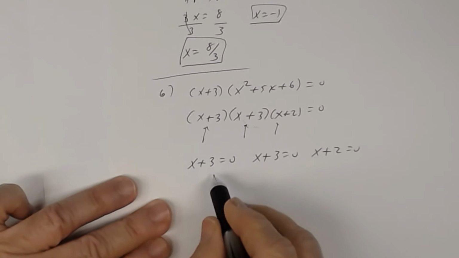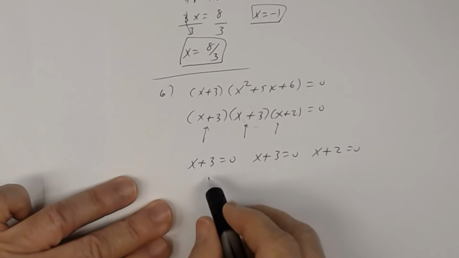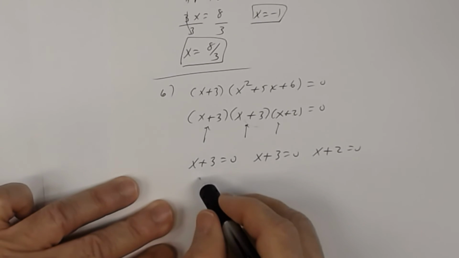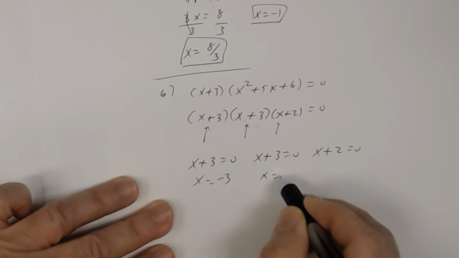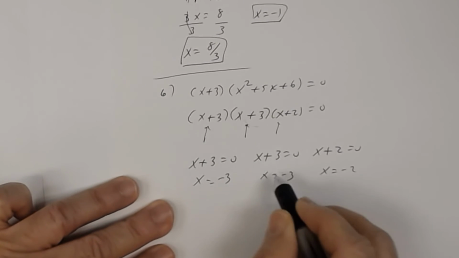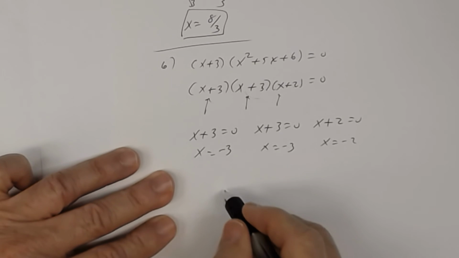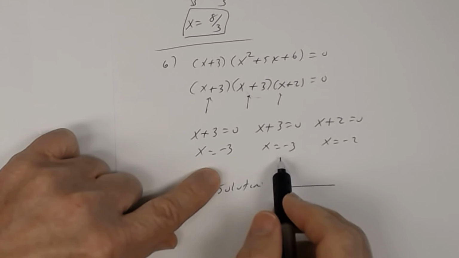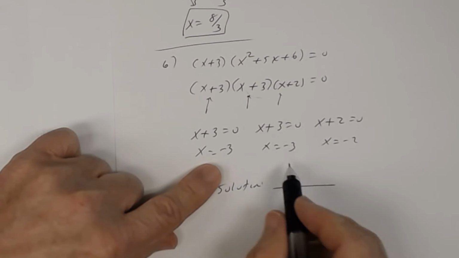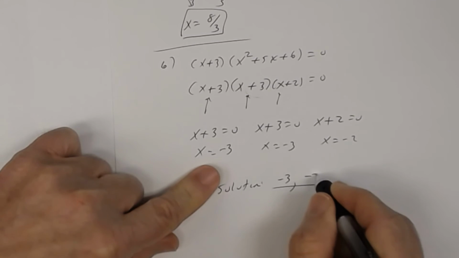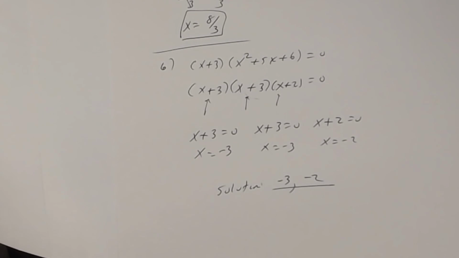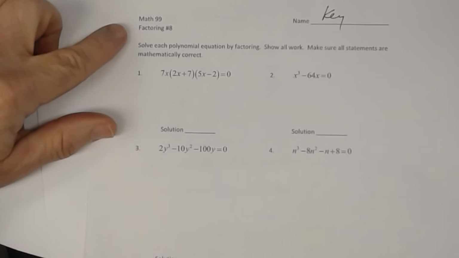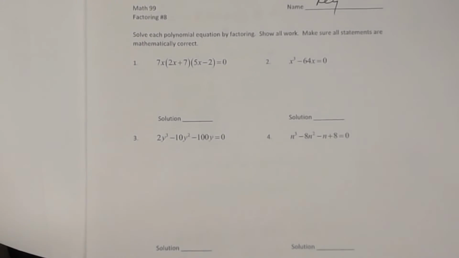Now I want you to note, see how these two are the same? Just do one of them. Don't list your solutions twice. So see how here x is negative 3, x is negative 3, x is negative 2 when you solve for x? So when you state your solution, don't put this twice. Just list it once. So you're going to say solutions are negative 3, comma, and then negative 2. That's all you do. All right, so that is the key to the factoring worksheet number 8.